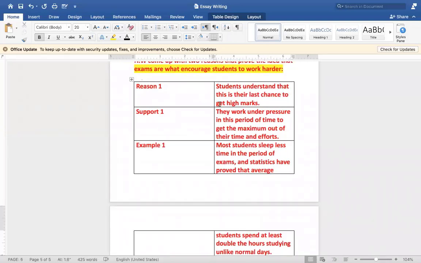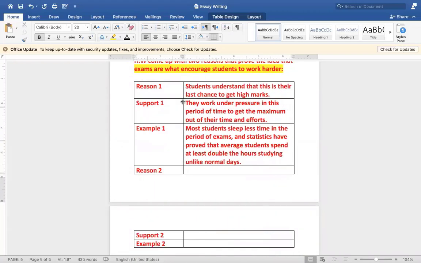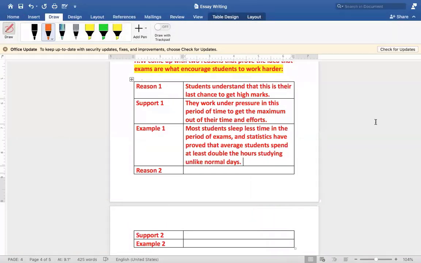يبقى انا عملت ايه؟ فين الفكره الكبيره يا جماعه؟ The reason is the biggest idea. What comes after the reason? Support, a little smaller. And the example is so specific. So it goes from very wide, from very general, from very big to very specific, very narrow, as you can see.